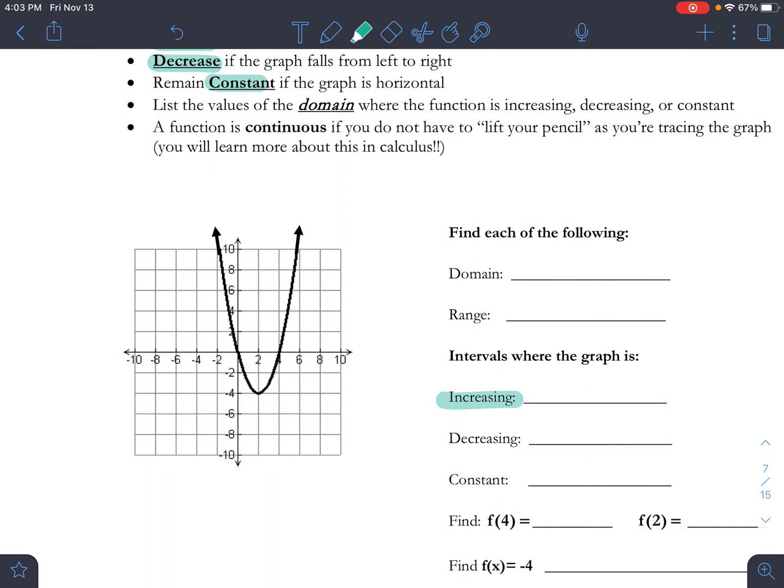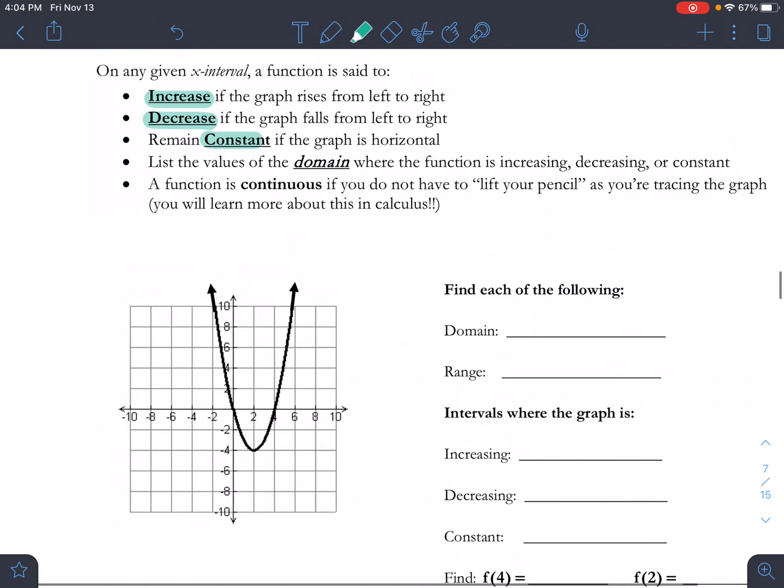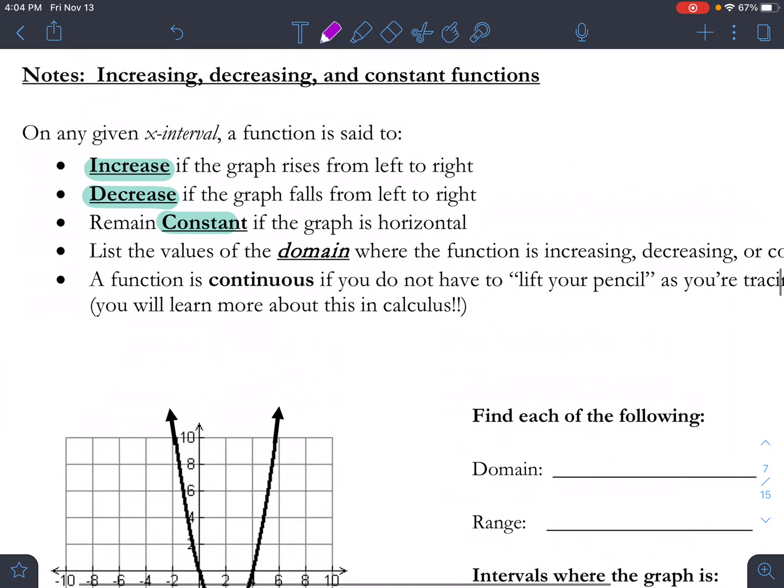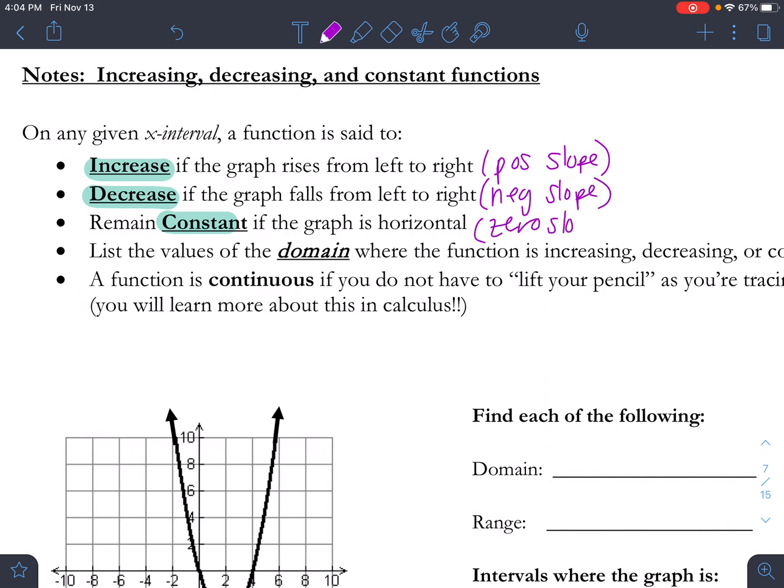Domain and range you've heard. Remember, domain is x values from left to right. Range is low to high. And increasing, decreasing, and constant. Increasing is going to be when you have a positive slope of sorts. Decreasing is when you have a negative slope. And constant is when you have a 0 slope. So in a general sense, you're going to have some type of positive, negative, or 0 slope.